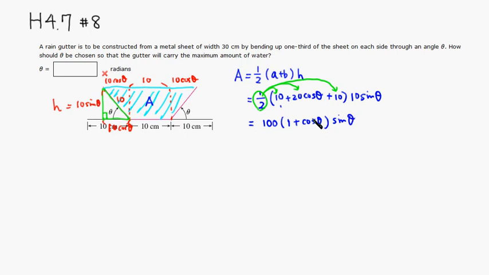Then we can just take the derivative. Let's find the derivative of area with respect to theta. 100 is just a number, so put that there. I'm going to use the product rule. The derivative of 1 is 0. The derivative of cosine is negative sine of theta, times another sine of theta, so sine squared, plus the quantity 1 plus cosine of theta, the first guy, multiplied by the derivative of sine, which is cosine of theta.